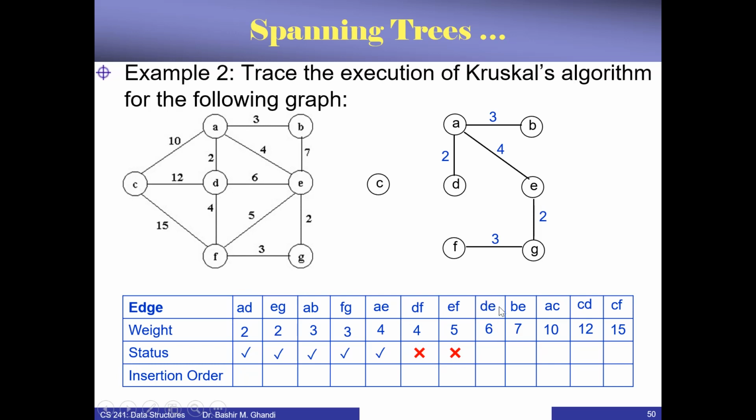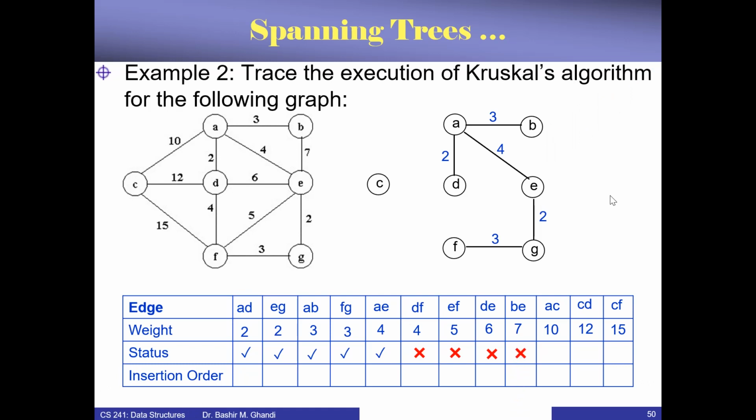Next among the list of sorted edges is DE with a cost of 6. Again, clearly adding DE will create a cycle, so the edge is going to be rejected and thrown away. Next is BE. BE is also creating a cycle. As you can see here, this is a closed cycle. Closed cycles are not allowed in a spanning tree, so it's going to be rejected.